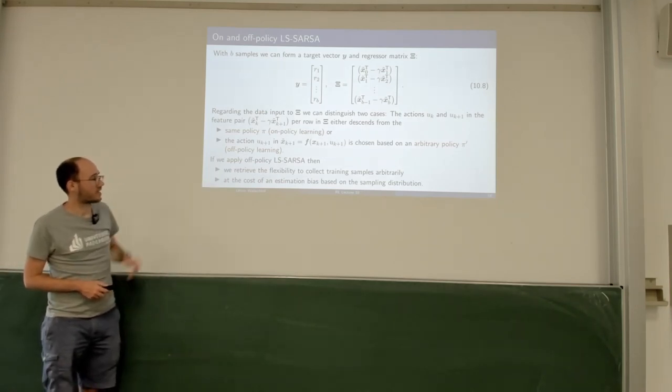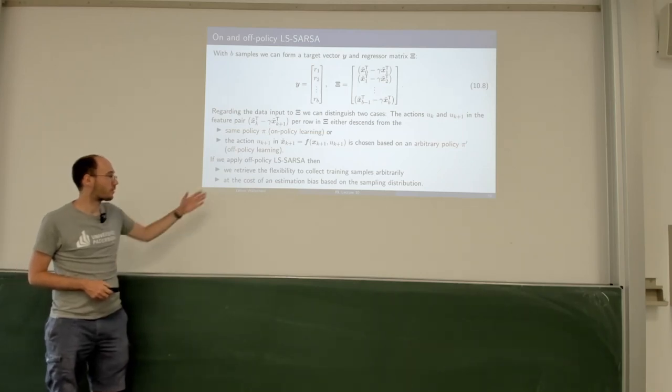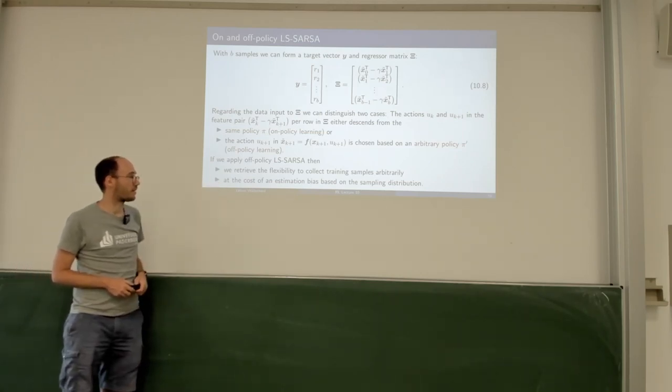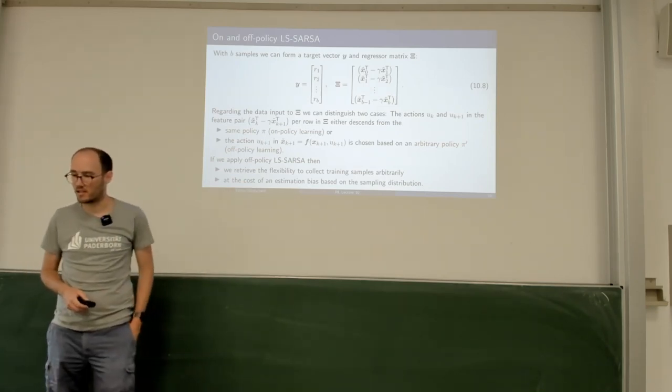So therefore, we have the flexibility to collect training samples arbitrarily. And of course, if the training samples come from a different distribution, there might be some estimation bias, but we have already discussed that.